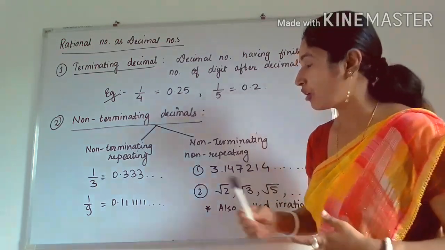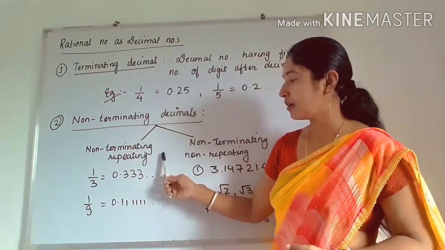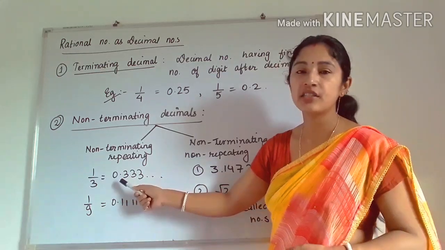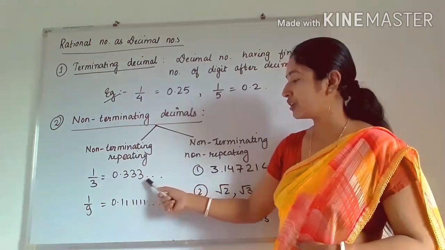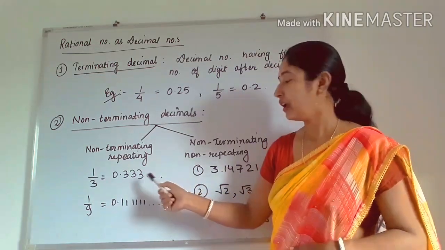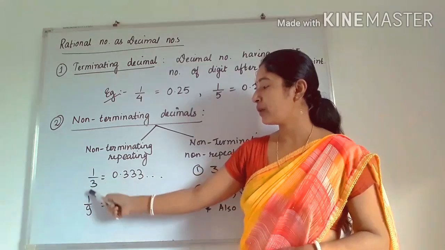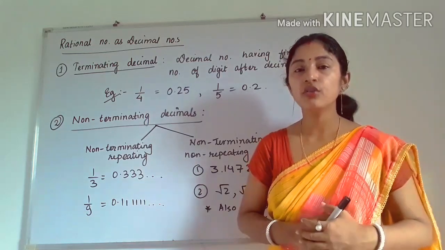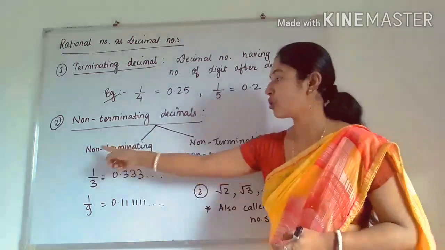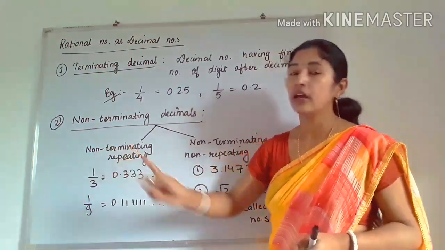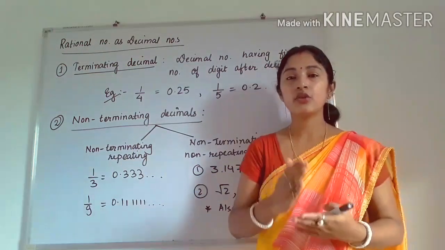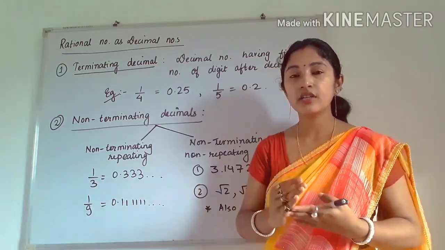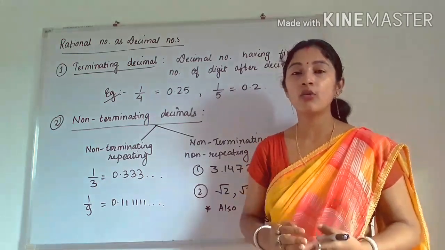The non-terminating repeating decimal numbers include 1 by 3. In decimal we can represent 1 by 3 as 0.333 and it will go on. That means when we divide 1 by 3, the remainder will never ever be equal to 0. So that means non-terminating. Non-terminating means it does not terminate, it will not finish. The digits after the decimal will be uncountable.